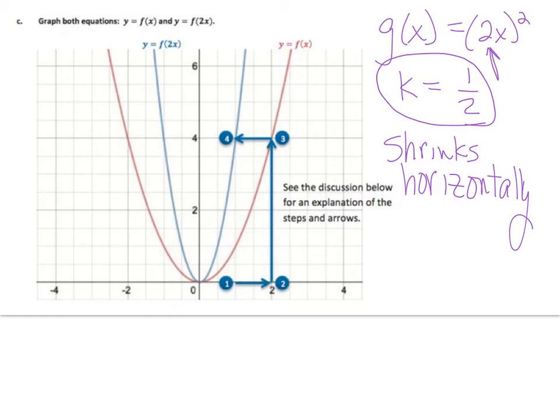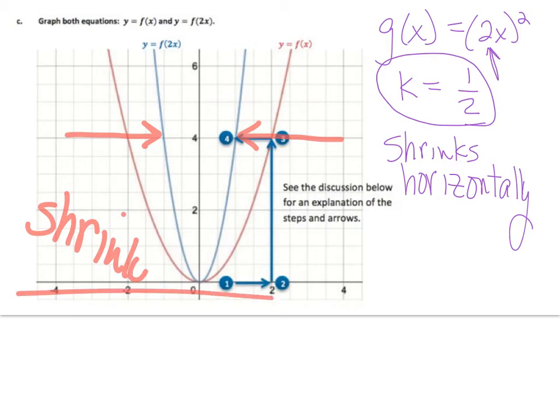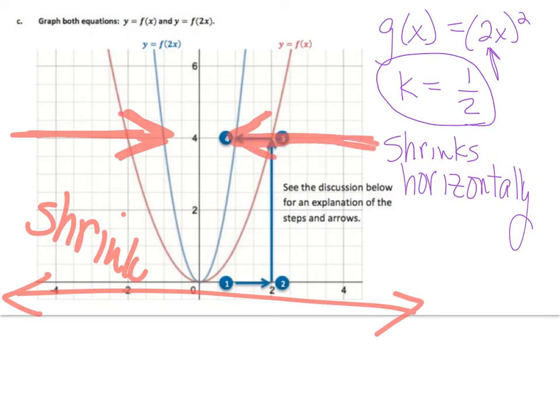It shrinks it in horizontally, so it pushes it in horizontally by shrinking. Horizontally is always our x-axis, so if I could get 2 pens going at the same time, I would. I'm pushing it horizontally this way and that way with a horizontal shrink, which looks the same as a vertical stretch, but don't get those confused. This right here is called a horizontal shrink.